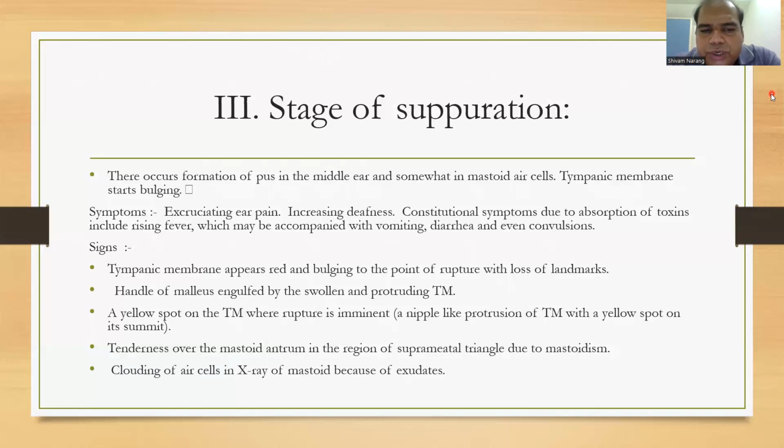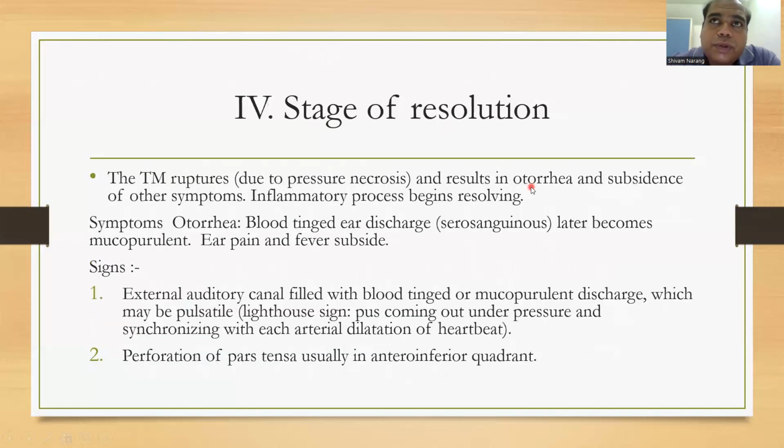So it can rupture anytime. There is tenderness all over the mastoid antrum region, the suprameatal triangle. Also mastoiditis, clouding of air cells on X-ray is seen. Now, if the treatment is not given, then there will be perforation and the pus will flow out and the pain will subside, the fever will subside.